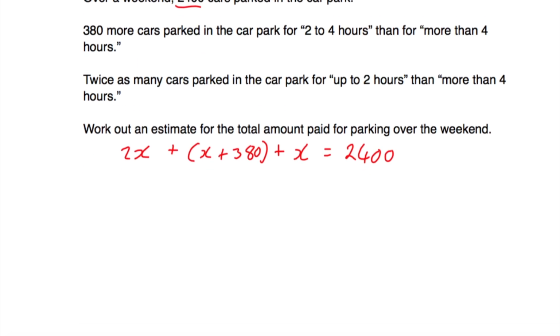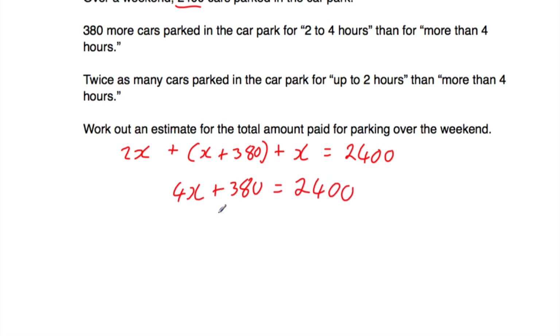So let's do that. So 2x plus 380 plus x is equal to 2,400. Let's add our x's up to begin with. 2x plus x would be 4x. And then we've still got our plus 380. So that's just simplifying the left-hand side of this equation. And on the right-hand side, that's equal to 2,400.